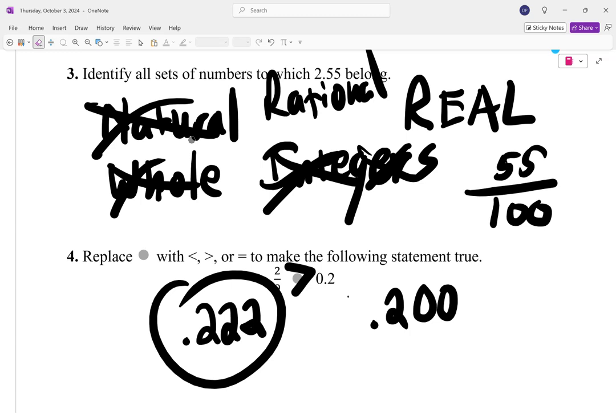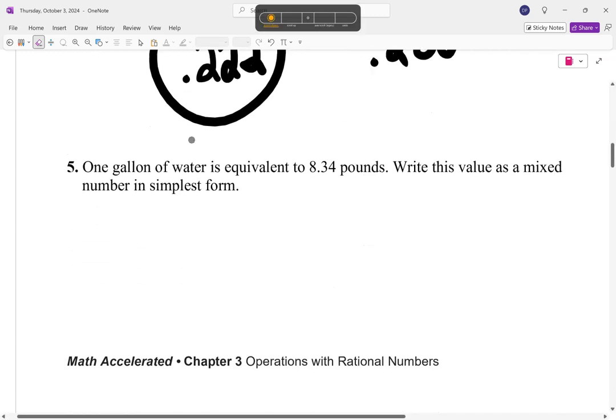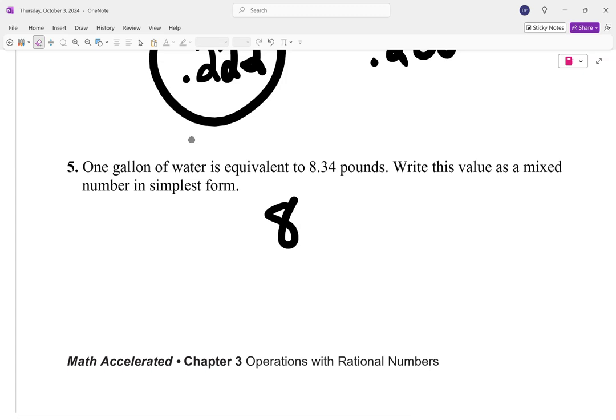Okay, 1 gallon of water is equivalent to 8.34. Write this value as a mixed number. Oh, that's pretty easy. That's 8 and 7. Okay, so 8.30. Oh, can you stand in front of the computers? Because that's where the mic is. Okay, so 8.34 is equivalent to 834 over 100.